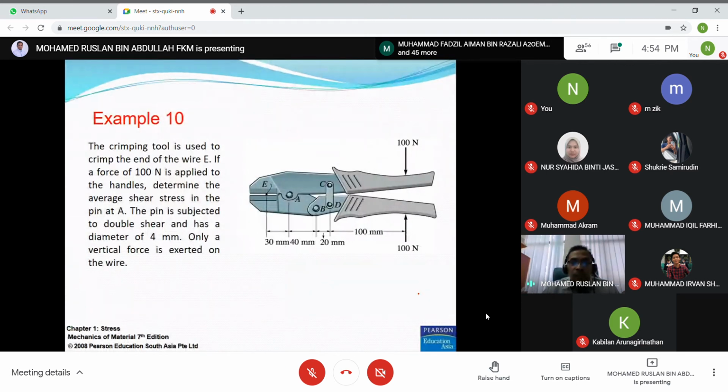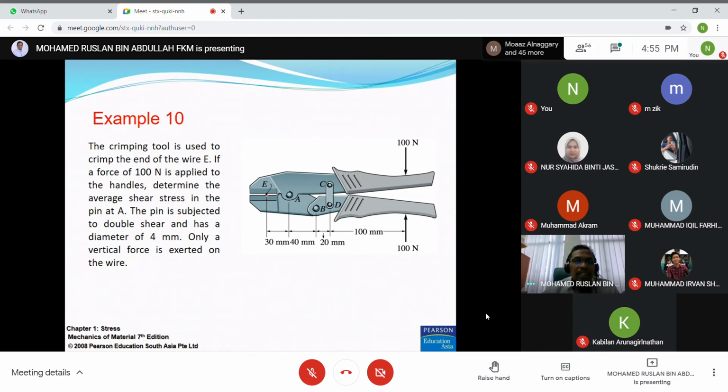Okay, we go to this one. It looks quite difficult and complex, but don't worry about the diagram. What you have to do is draw a free body diagram, and then you can solve it. So in this example 10, the crimping tools, to crimp the end of the wire at E. The wire is very small.